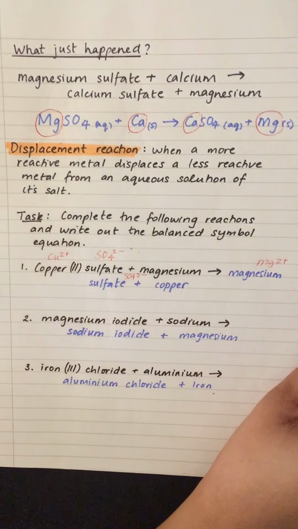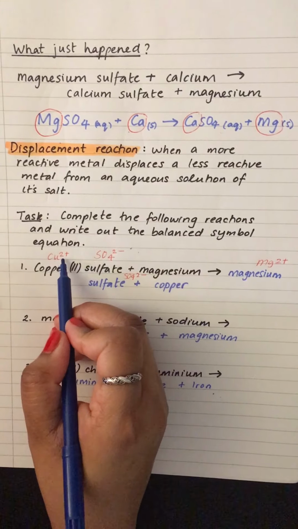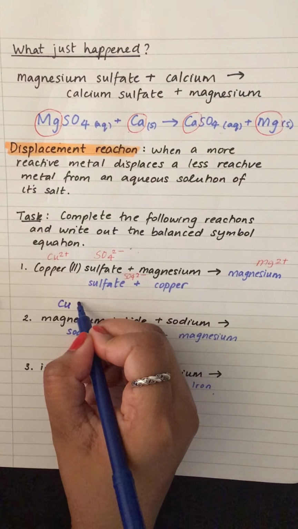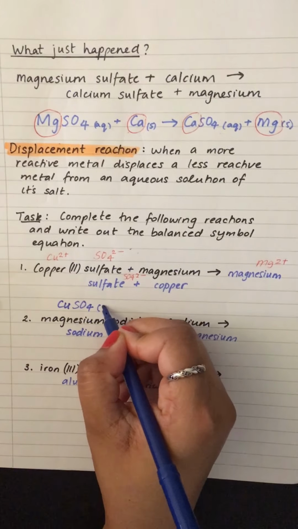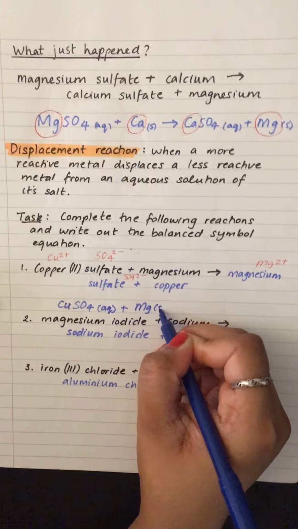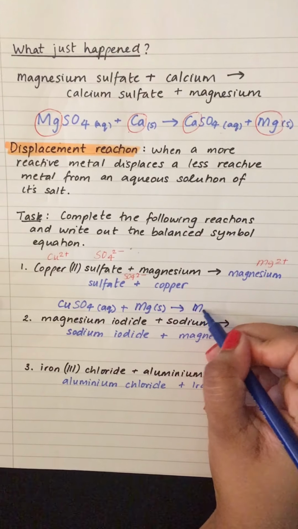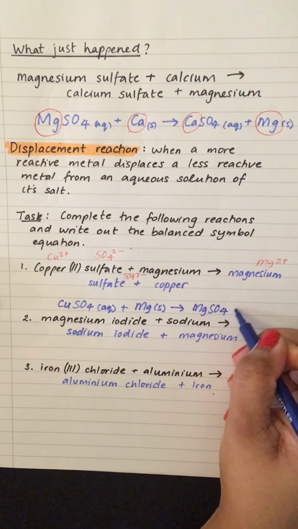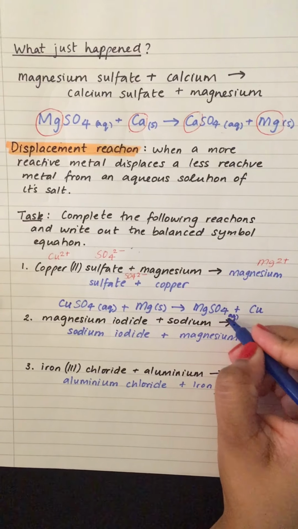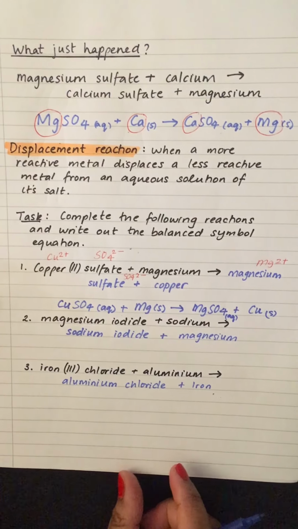So what we will have is, because our charges add up to 0, our ratio of ions will be 1:1. So we'll have CuSO4, remember it's an aqueous solution, plus magnesium, pure magnesium will be solid, and will form MgSO4, these charges add up to 0, plus Cu. Oh, I forgot the state symbols. That will be aqueous. This will be solid. And well done if you got that correct.